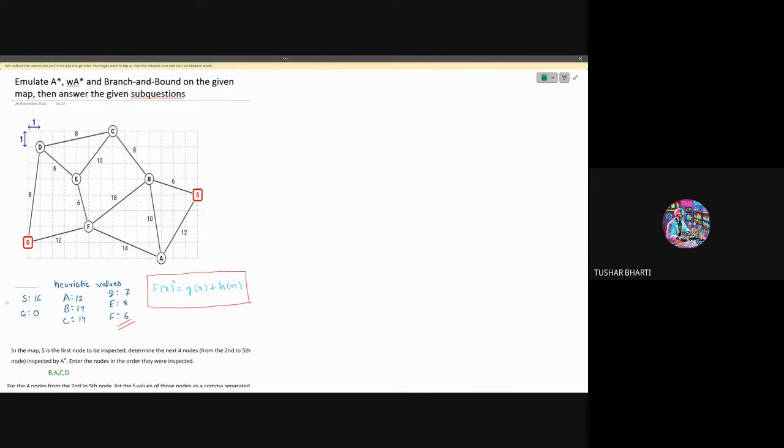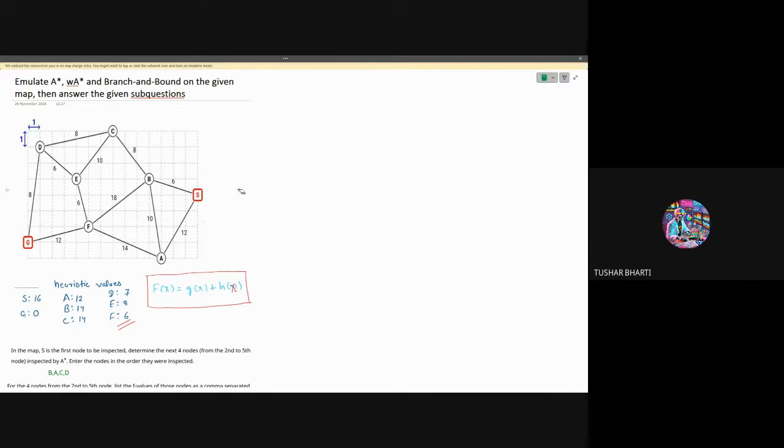So we have to calculate f of x, and we have g of x. G of x is the true cost. Like for example, S2A. If we see in this, S2A is 12. This 12 is the true cost. If we see for S2B, this 6 is the true cost. That is g of x. Now coming to h of x. So this will be x, not n. H of x is the heuristic value which we have calculated here, and now we will solve the question.